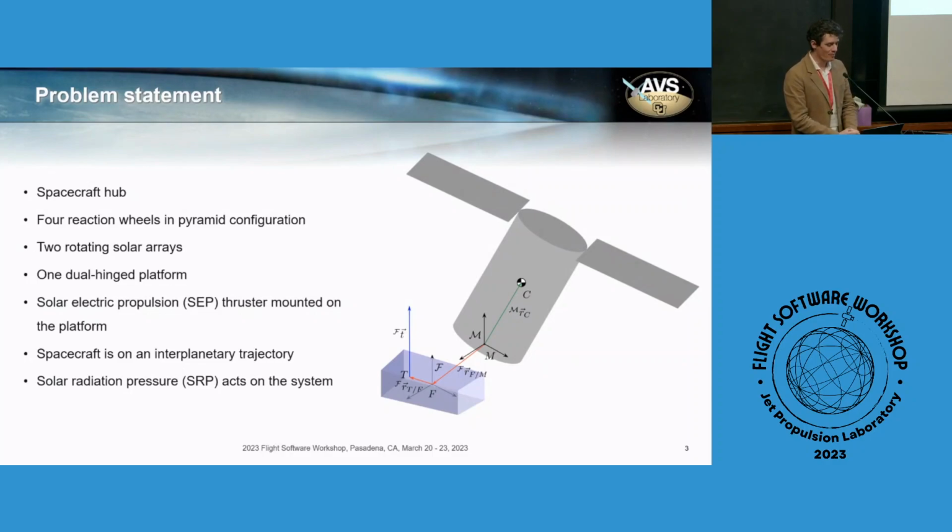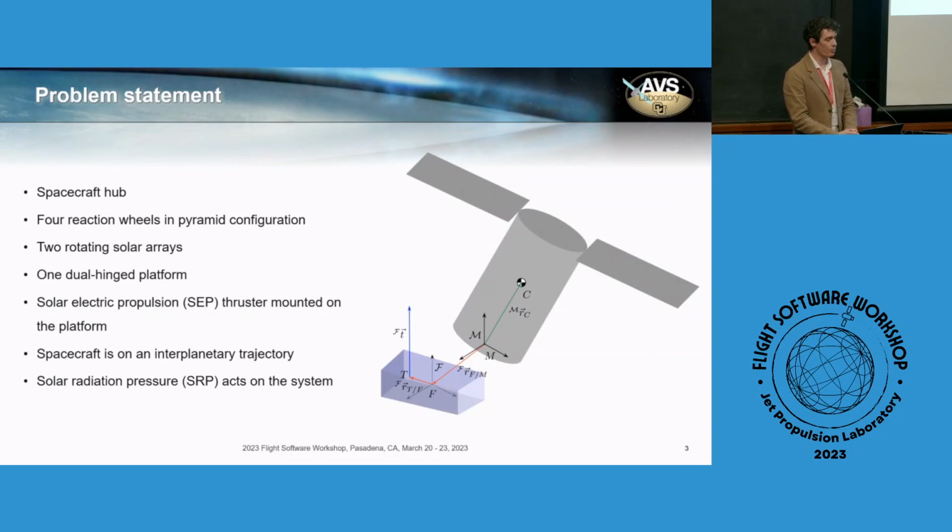Having said that, I was involved with designing most of the flight software modules that revolve around the attitude control for this mission. So without further ado, what is this mission about? This mission has very complex pointing requirements that arise from the very complex geometry of the spacecraft. This spacecraft features a hub and 4 reaction wheels in a pyramid configuration, which are what allow us to control the spacecraft attitude.